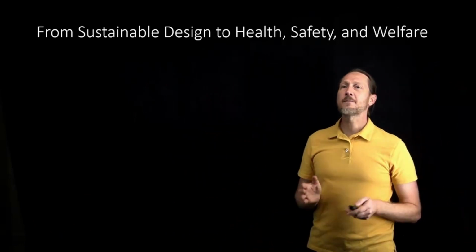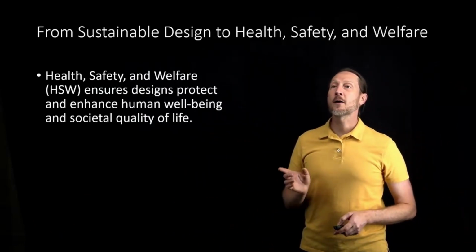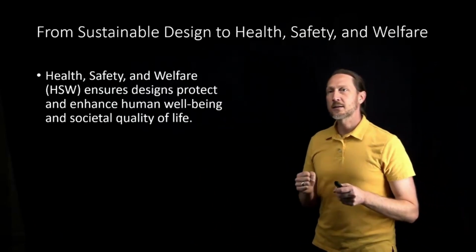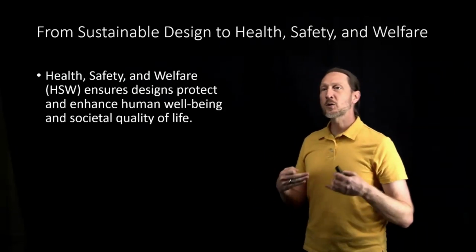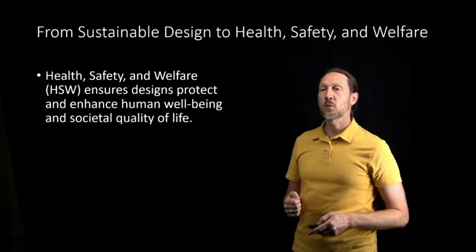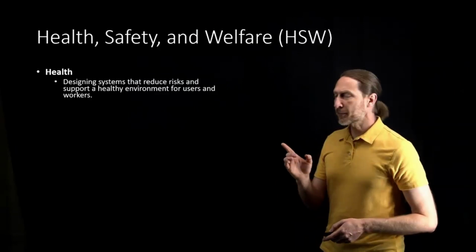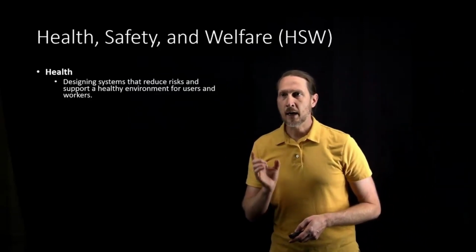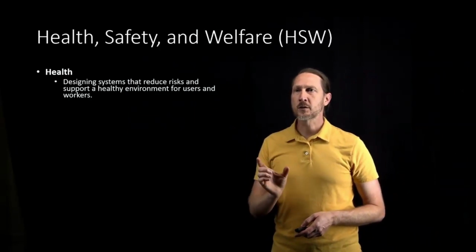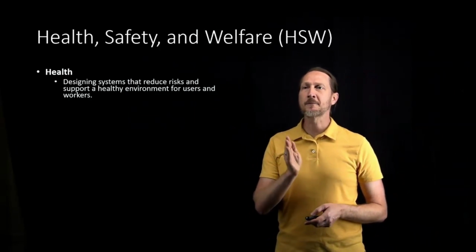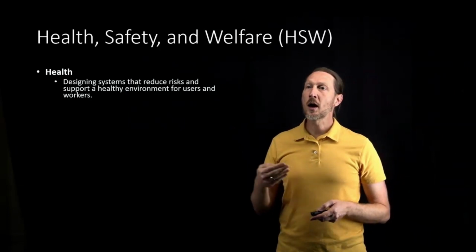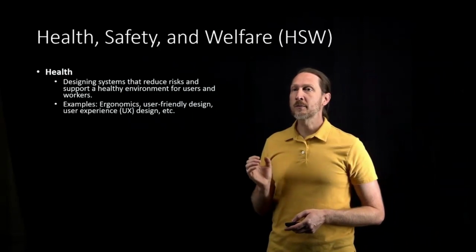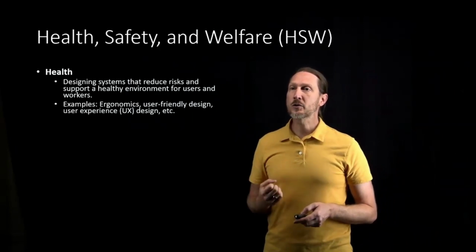The health, safety, and welfare is often called HSW. This ensures that designs protect and enhance human well-being and societal quality of life. Let's go through these definitions real quick. Health. This is designing systems that reduce risk and support a healthy environment for the users and the workers. For instance, you can think about ergonomics, user-friendly design, and user experience.